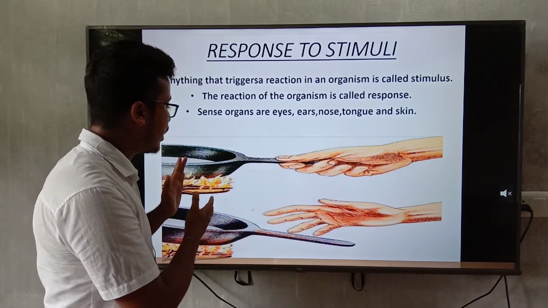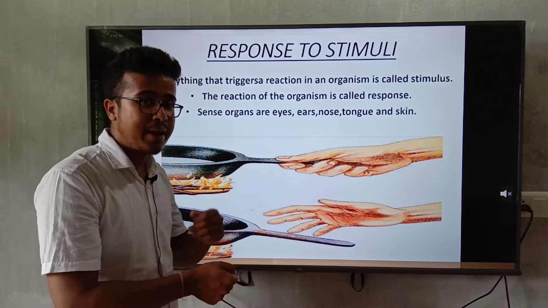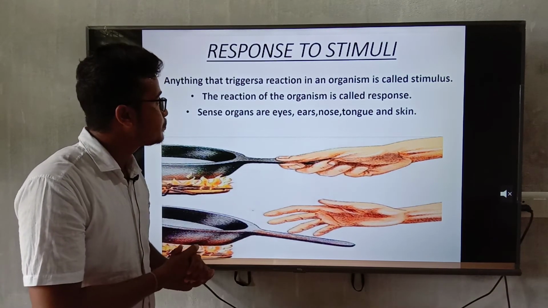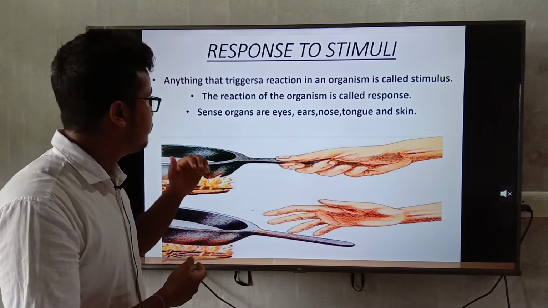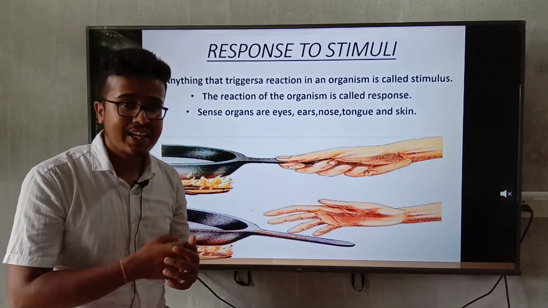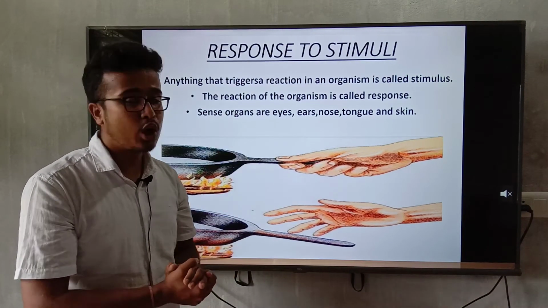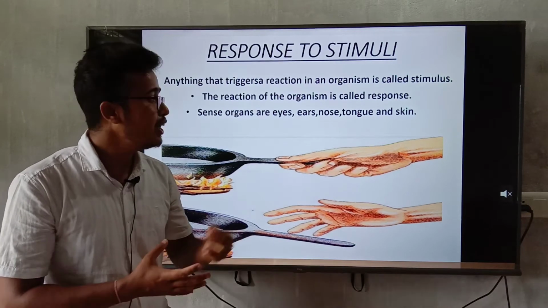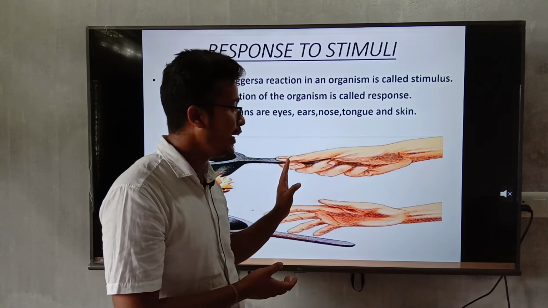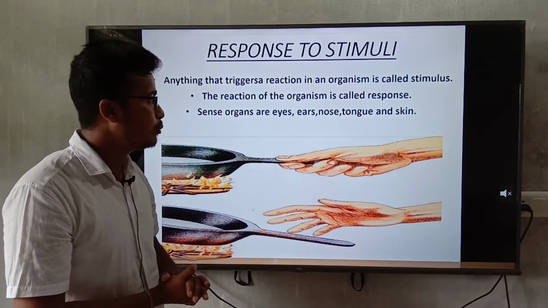We will understand this through an example. Suppose here is a hot pan, heated and very hot. When we touch that hot pan, what happens? We are suddenly shocked and pull our hand away from the pan. Why? Because it is hot, and that heat is the stimulus. Is that clear? And the reaction of the organism, how we react, is our response. So the pan is the stimulus, and pulling our hand away is our response. This is called stimulus and response.